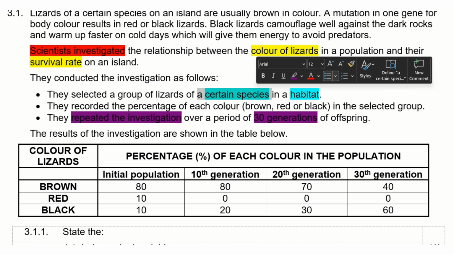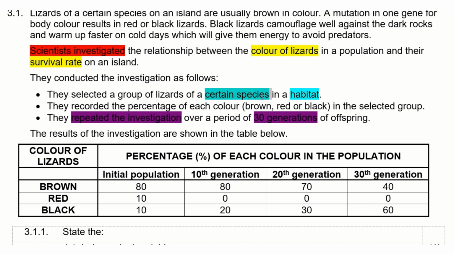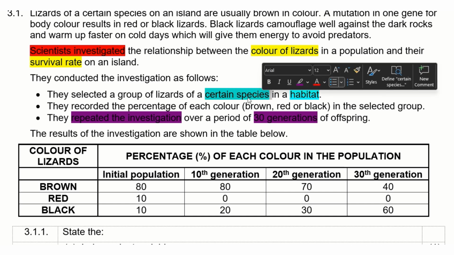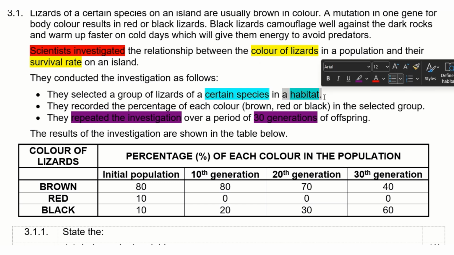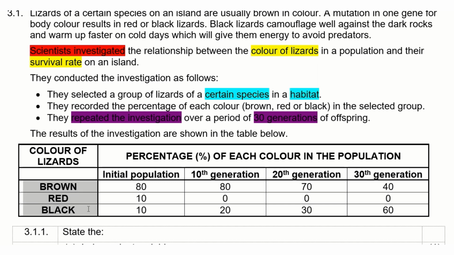But now what could they have done? We can't talk about species because they've already done that. But something they could have done is ensured that each species was tested in the same habitat. Remember, when you're talking about validity, you're looking for things that must have remained the same to make sure that the investigation was fair for each of the colors of lizards in this case, or for each group that was tested or each plant that was tested. You want to look for things that should be the same to make it fair.